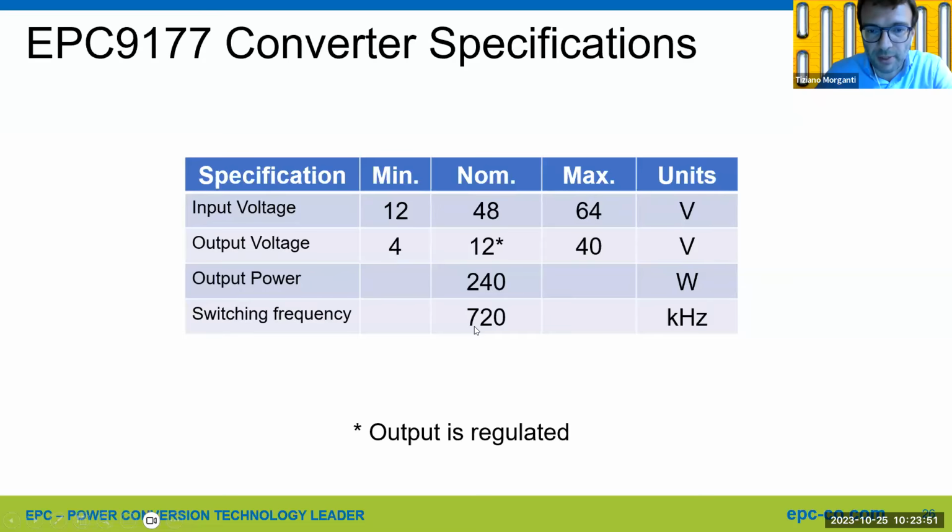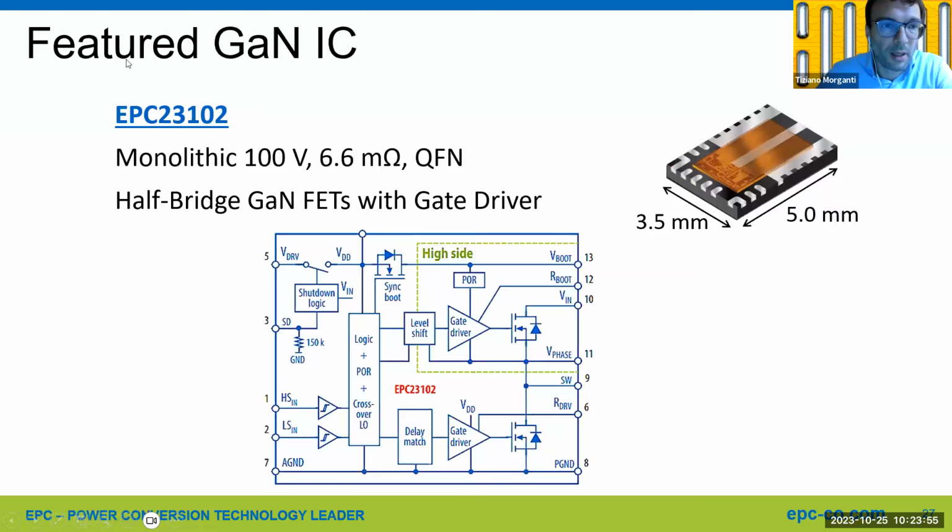We switch at 720 kilohertz. The board is featuring our power stage EPC23102, which is 100 volt, 6.6 milliohm for each power FET. And it integrates the half bridge gate driver and the level shifter and synchronous boot rectifier.